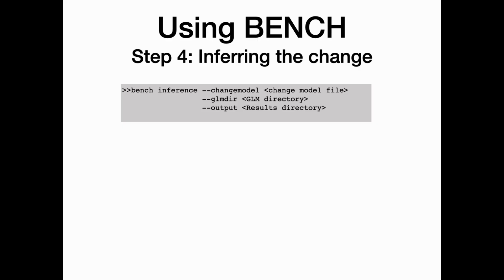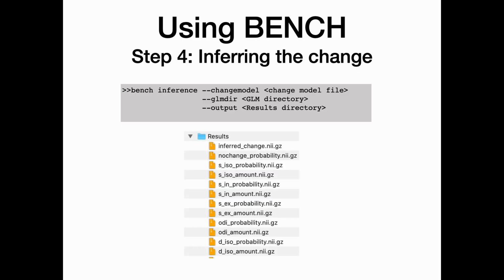Finally, in the inference stage, we take the change model trained from the simulation step and the output of the GLM to estimate the probability of change in each parameter. This is done with the subcommand bench inference. The results include probability maps for each parameter that show how likely it is that a change in that parameter can explain the contrast we estimated from the GLM step, and also a no change probability map that shows how much no parameter change and only noise can explain the difference between two groups. This also includes the estimated amount of change per parameter.